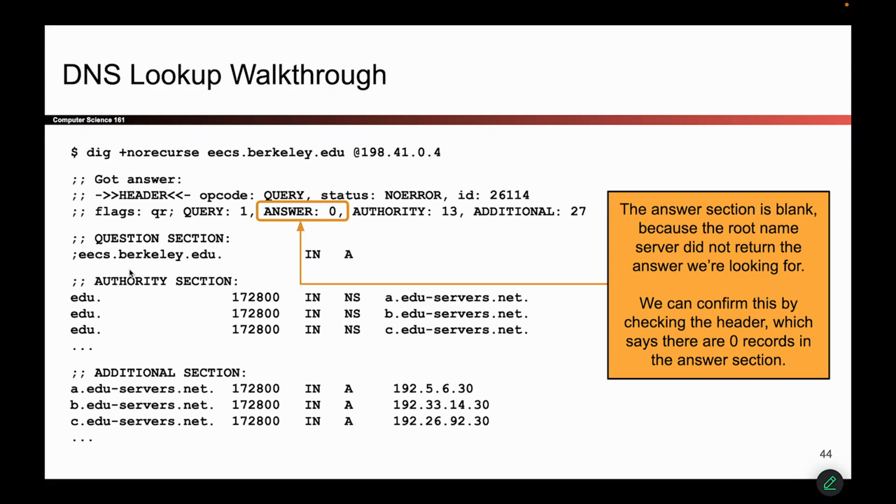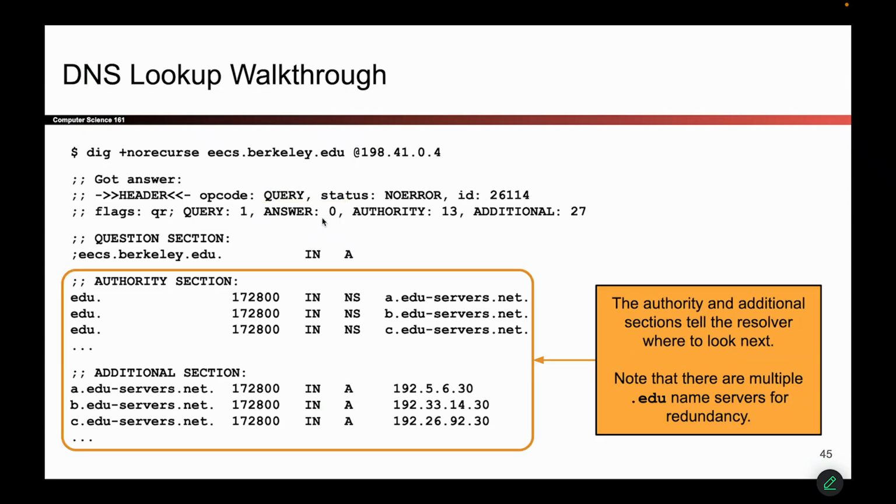There's nothing in the answer section. That tells us that the root name server did not know the answer to our question. So when we said in English, "I don't know," the way that it actually says "I don't know" is by leaving the answer section blank. It contains no records. Now, when you don't know, you have to redirect to someone else who can help. And these two sections, authority and additional, are how we redirect to someone else who can help.